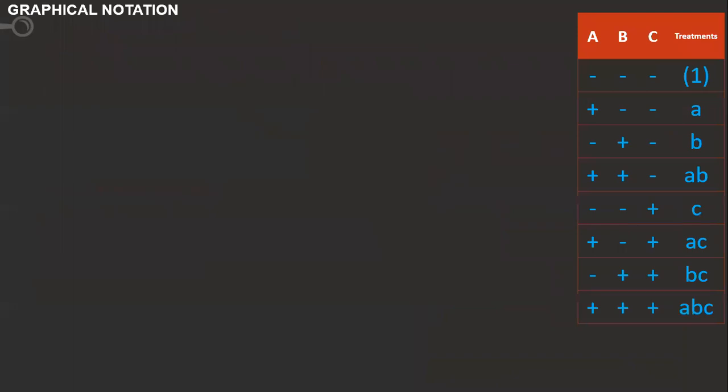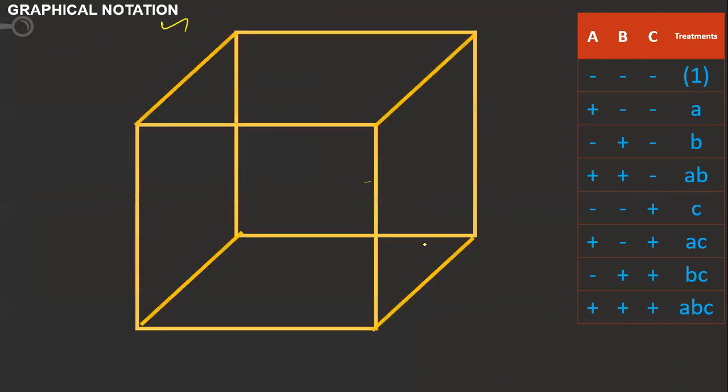Now, how do we give this as a graphical notation? For this 3 factorial design, I want to give it as a graphical notation. How can I do it? There will be a cube here. You have to remember that it will be a cube.